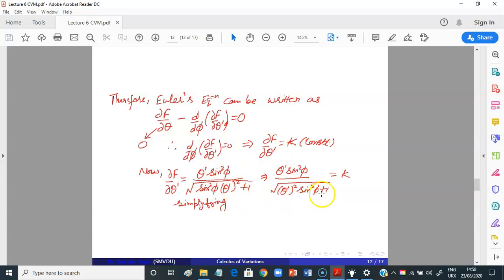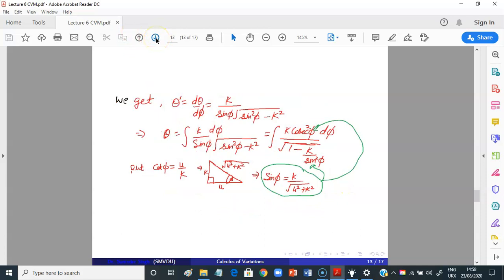That means this quantity is equal to k. On simplification, we get dθ' = dθ/dφ equal to k. Further, we take sine square phi outside, so it will be sine phi ultimately. And when you take it in the numerator, it is cosecant square phi, and here 1 minus k sine square theta. These are very simple calculations you can do. But now, to simplify this integral, we have to move through a certain substitution.